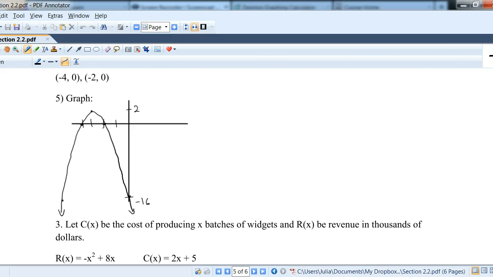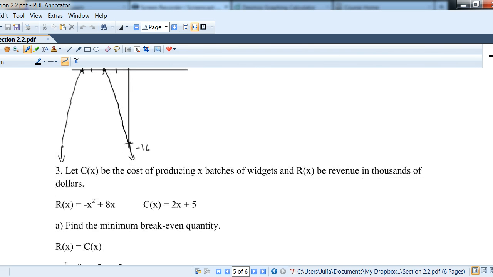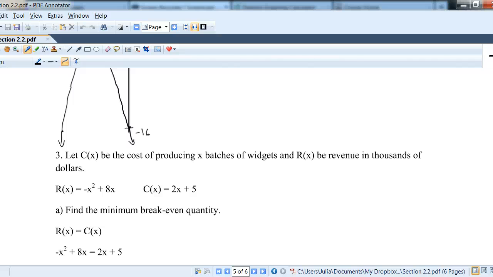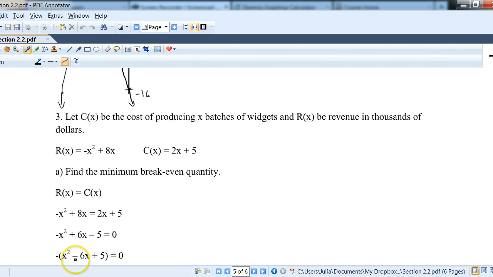And here is a couple of quick applications, I believe. Let's say here is a revenue, which is quadratic, and the cost is a linear function. Let's take a quick look. Find the minimum break-even quantity. Usually maximum and minimum pertain to the vertex idea, but let's read this carefully. It's a minimum break-even quantity, so the revenue is equal to the cost. Notice how I set them equal to each other. And then you would solve.